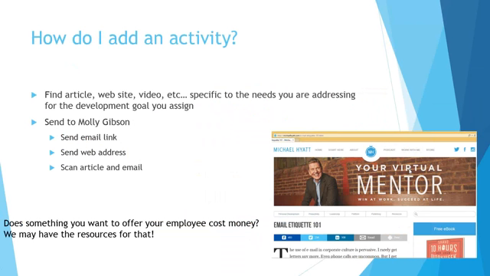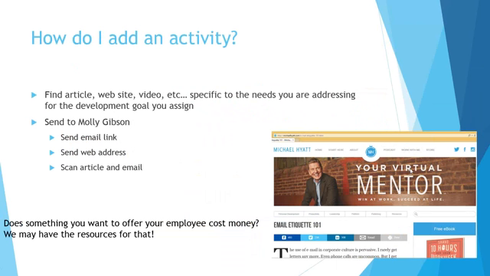So now that you've found these activities, you've found these resources, the article, the website, the video, that are specific to what you're addressing for the development goal you assign your employees, you simply want to send it to me. You want to send me an email link. If it happens to be a website, you want to send a web address if it's a blog or a video or something of that nature. And if it's an article you read in the newspaper or something else of that nature that isn't electronically already created, you can simply scan the article and email it to me.